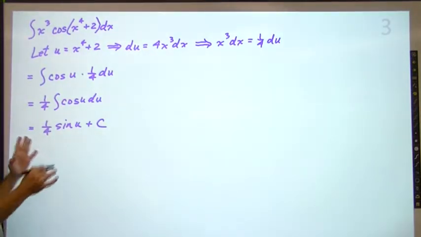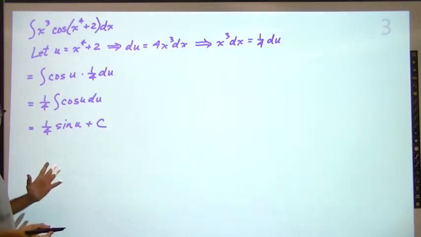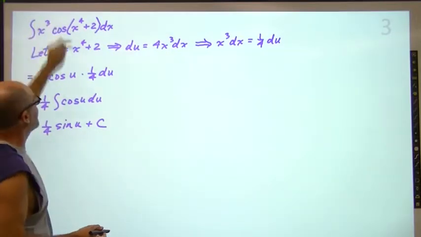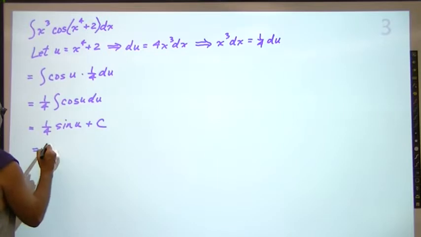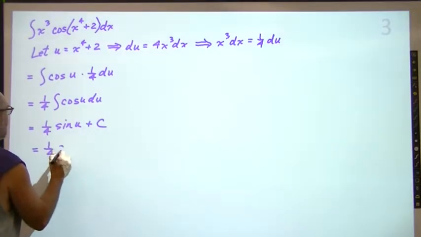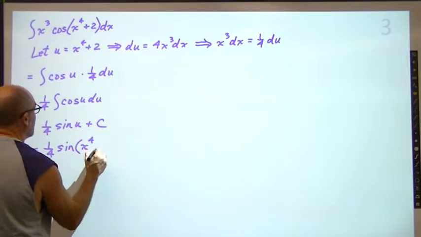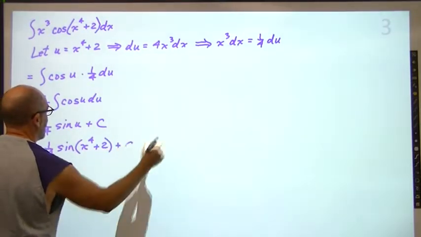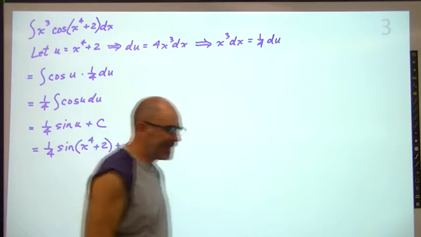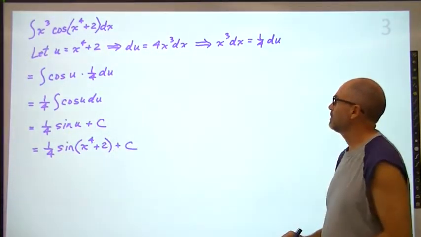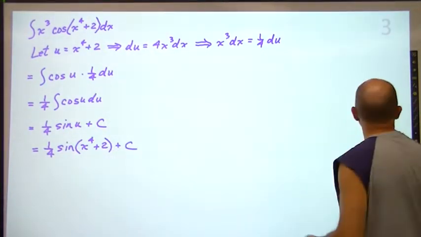Okay, now, we can't leave the u in here because we were given x's. So we need to put our x's back as our final step. So it becomes 1/4 sine of (x to the fourth plus 2) plus c. That's it, game over. All right, let's do another one.